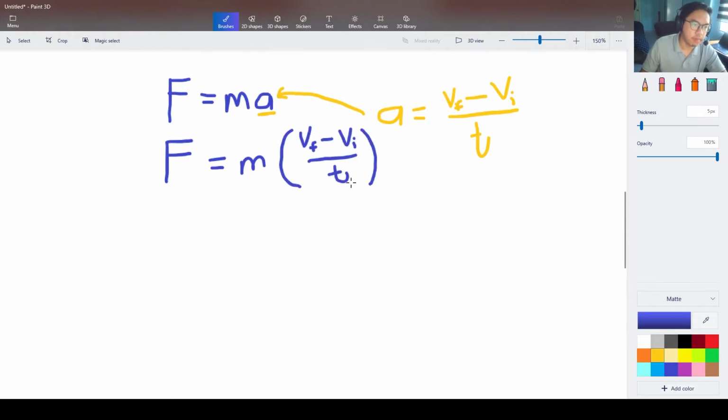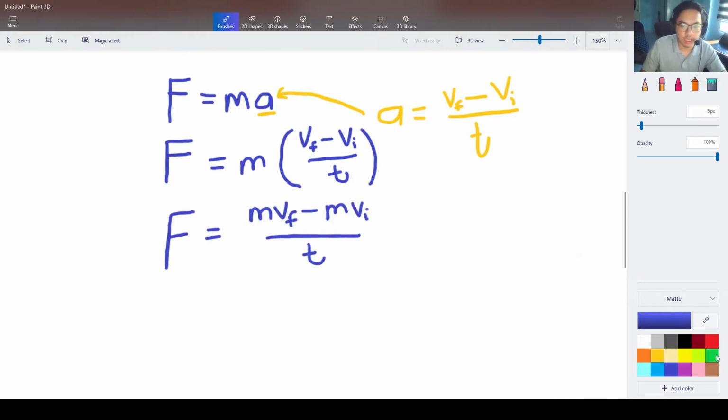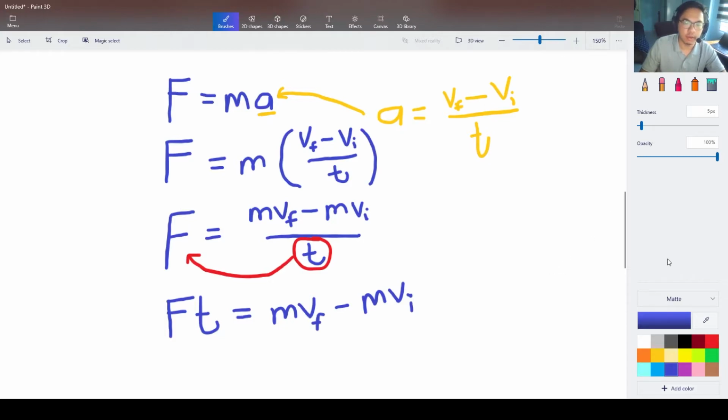Then we can expand the brackets, so it becomes like this now. And then we can carry t to the other side, and then you have this. Now you will also remember that momentum is equal to m times v. And we have m and Vf here for the final velocity and m and Vi here for the initial velocity. So we can change these two terms here in terms of momentum.